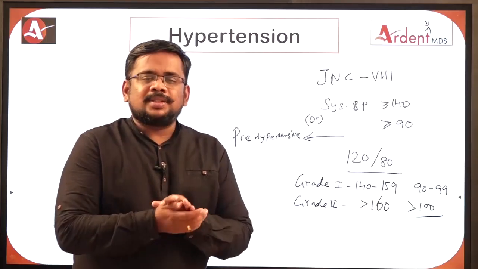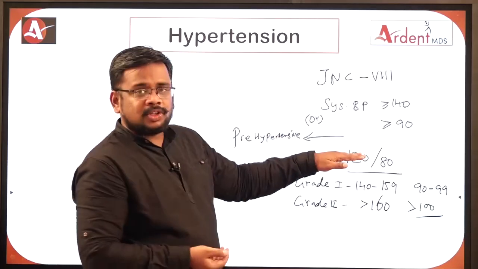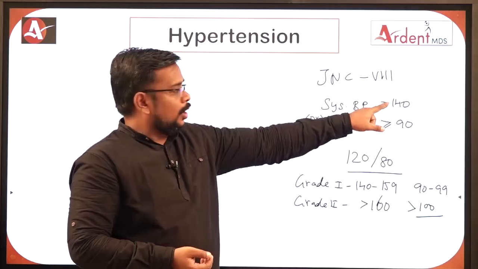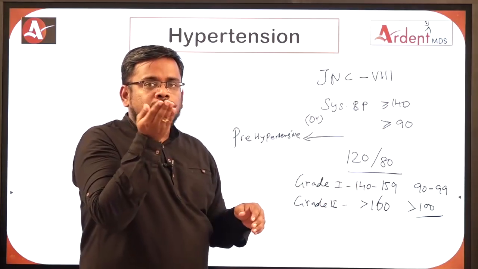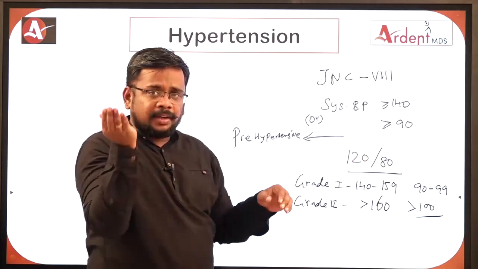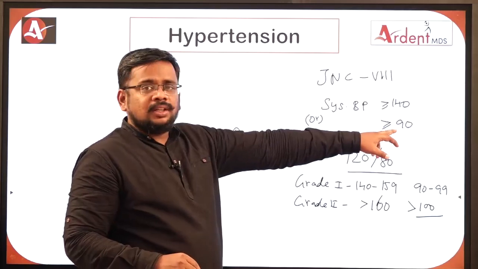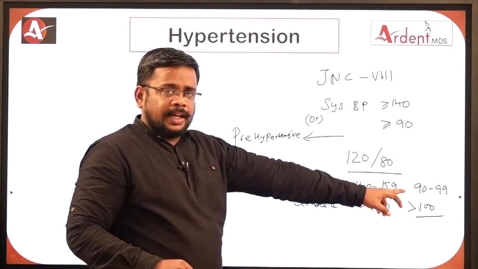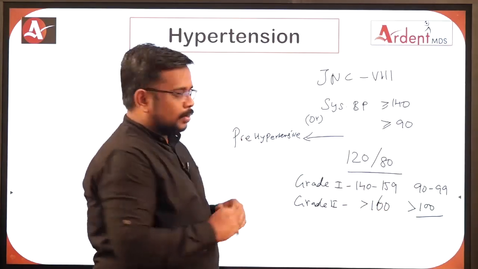Right, how to remember this? It's very easy. For the systolic blood pressure, normal is 120, plus 20 is 140, plus 20 is 160. So add 20 to systolic blood pressure and 10 to diastolic blood pressure. Normal is 80, 80 plus 10 is 90, hypertension, and 90 plus 10 is 100, that is grade 2 hypertension. So this is the way you can remember.